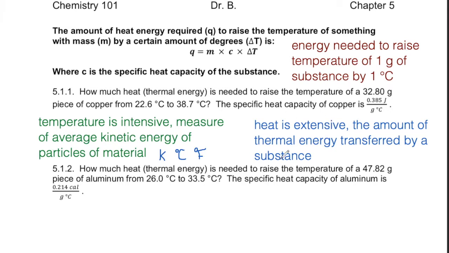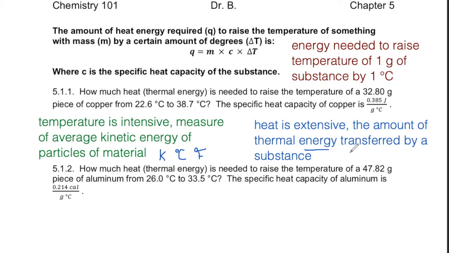Heat is an extensive property, so if you have a larger sample, it will be able to transfer more thermal energy. So if you have a large pot of boiling water, that's more dangerous than a small droplet of boiling water if it touches you. And that is a measure of the amount of thermal energy that a substance is transferring or can transfer. And energy, it talks about in the textbook, is the ability to do work. So it's a little bit different from temperature.